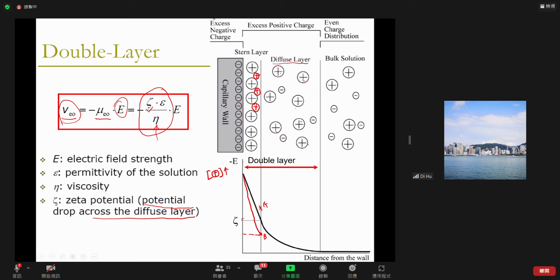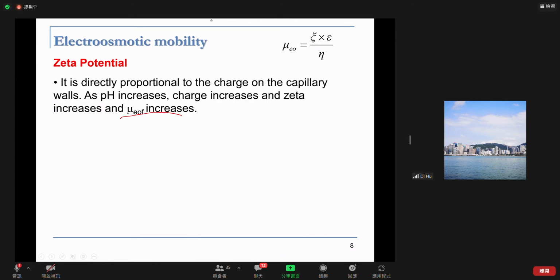Now the zeta potential decrease or increase, because zeta potential means the pressure drop across that diffusion layer in this area. Okay, sorry. So can anyone tell me now the zeta potential decrease or increase? The zeta potential decrease. Very good.